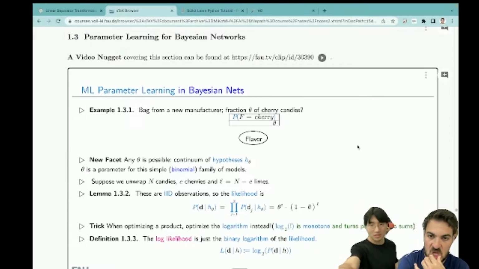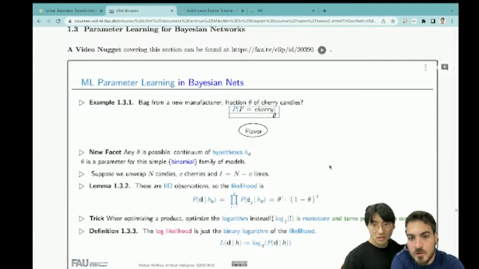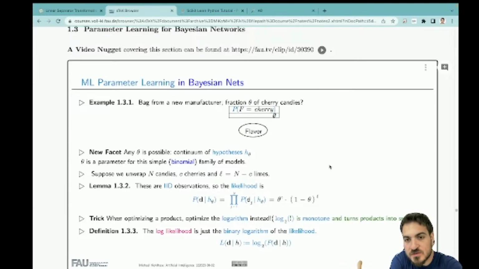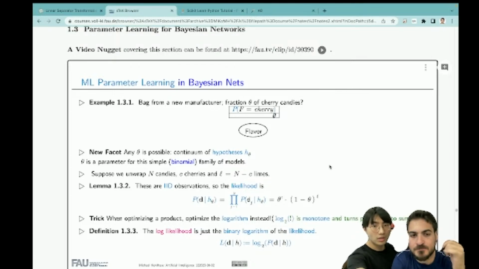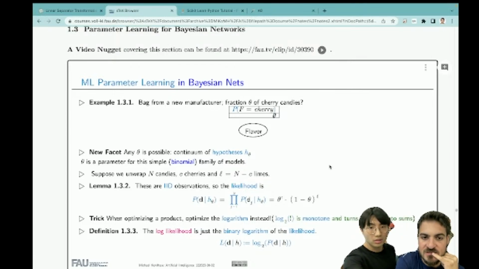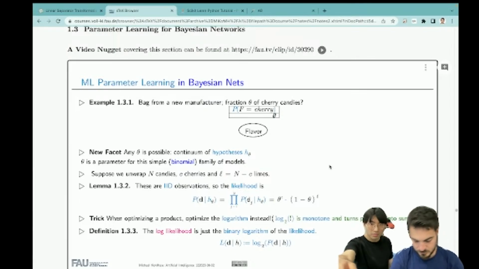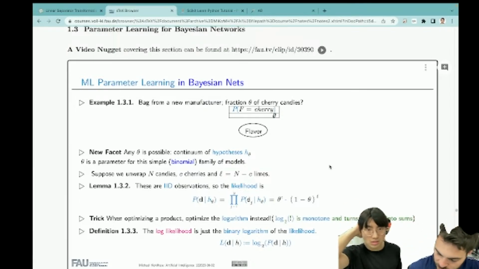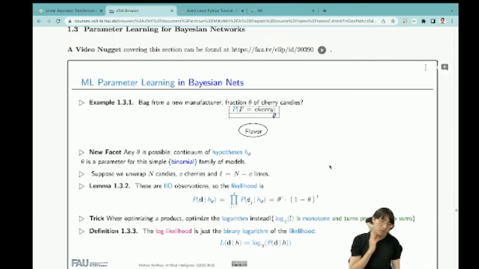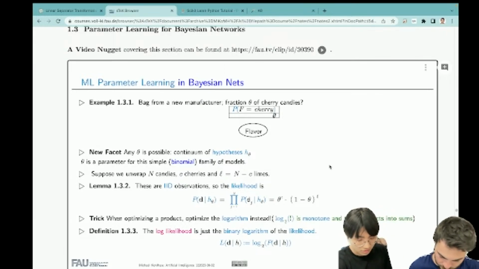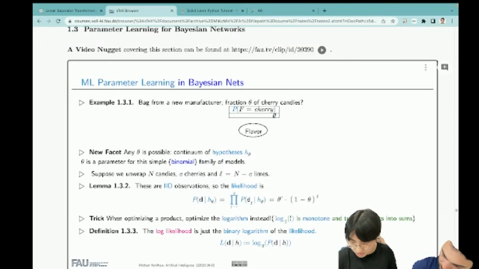So Mahadi gave this slide. Theta to the power C times 1 minus theta to the power L. So what is C and what is L? Here we have C cherries, and limes is N minus C. So can you just use another part?